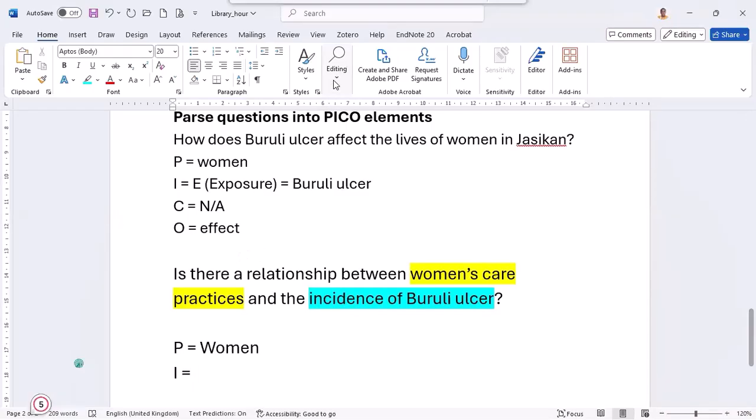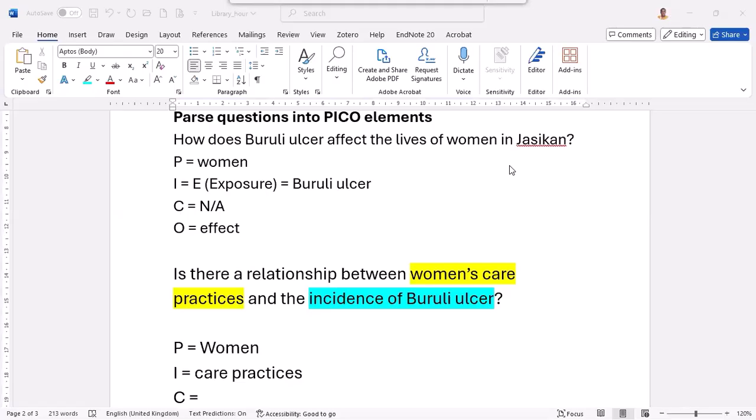Osborne, you want to speak, right? No, the intervention or the exposure can be the women's care practices. Care practices. Yeah, I agree with that. Now, what about C? Do we have a C? Comparator. Is there a comparison?